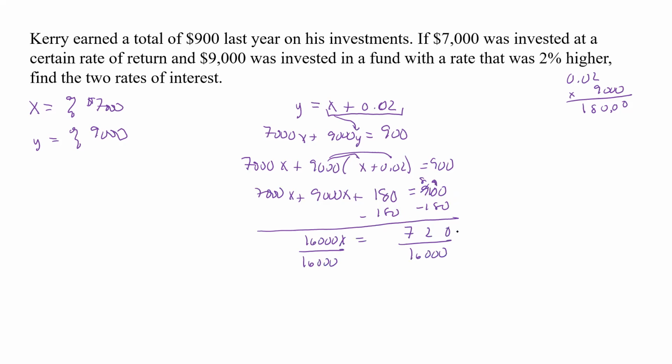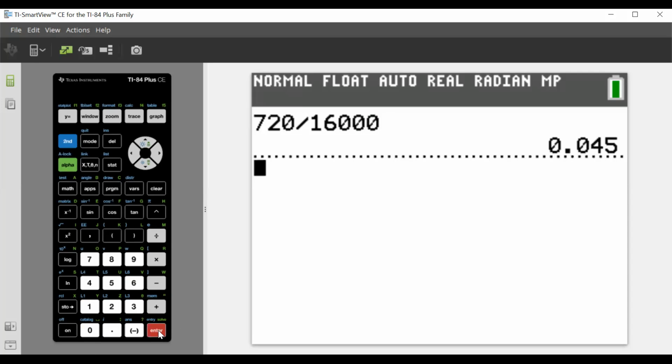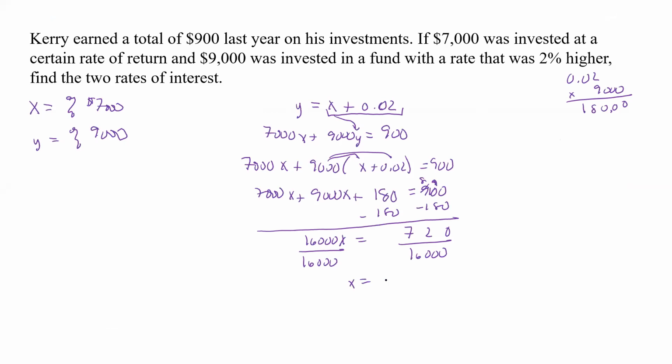Now here's a chance where we know a calculator might actually be quicker than doing it by hand. So let's see how we would do it on a calculator. We're going to take 720 divided by 16,000. And so we get 0.045. Now remember, that's the decimal form of the percent. And so we get 0.045, which gives us 4.5%.